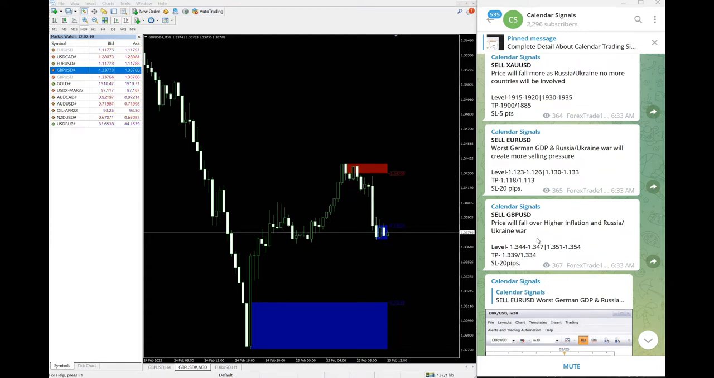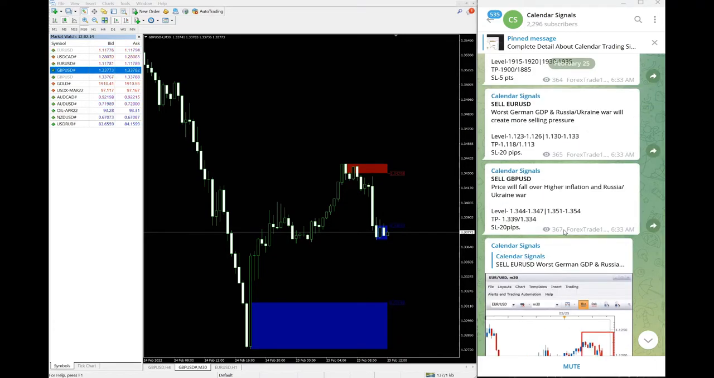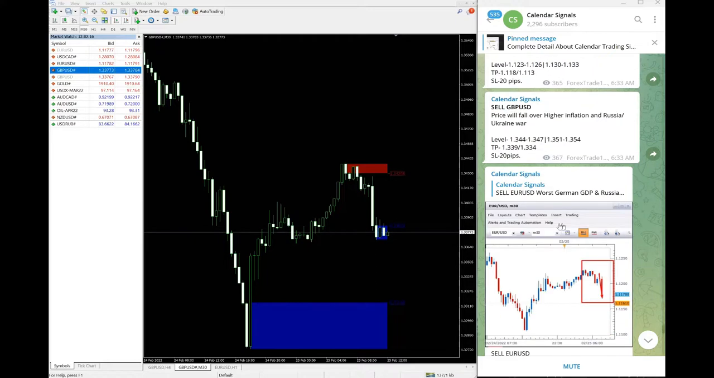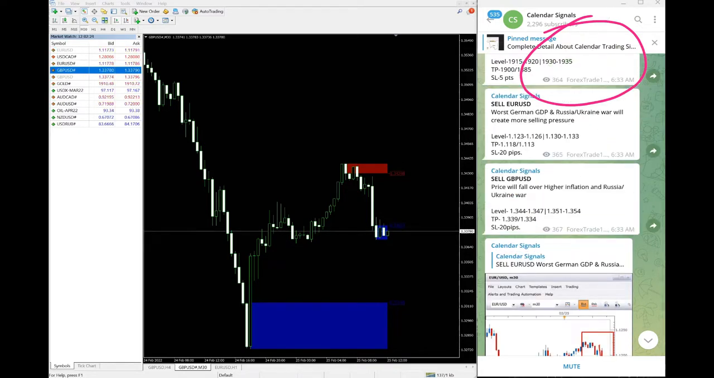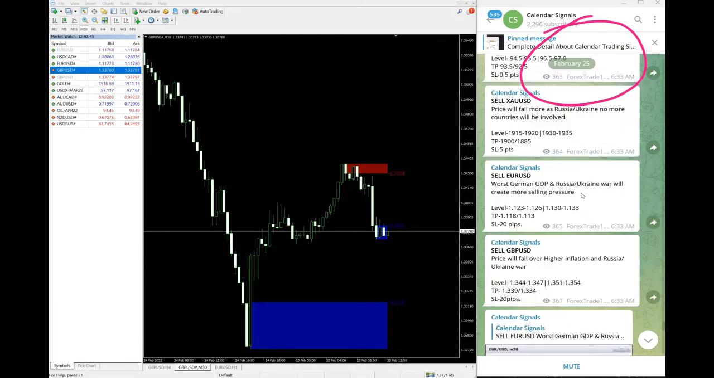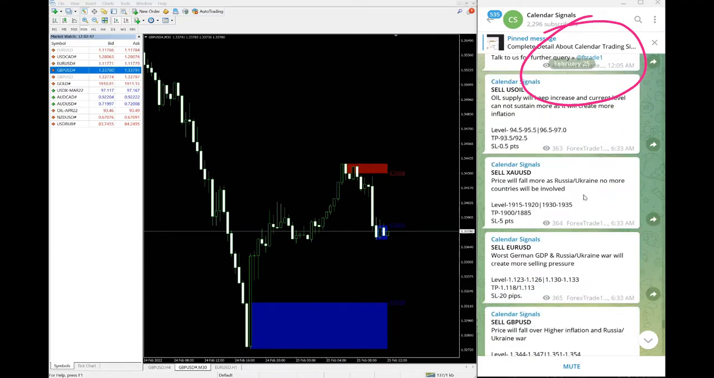Today we are going to show you the performance of our today's calendar signal. Today is February 25. You can see the date pop up here in this section. As I scroll up, it will show the date pop up. You can see the date pop up here, February 25. And today we gave on calendar signal these four signals.